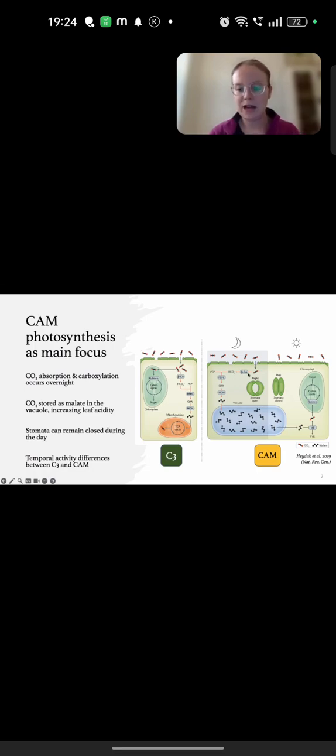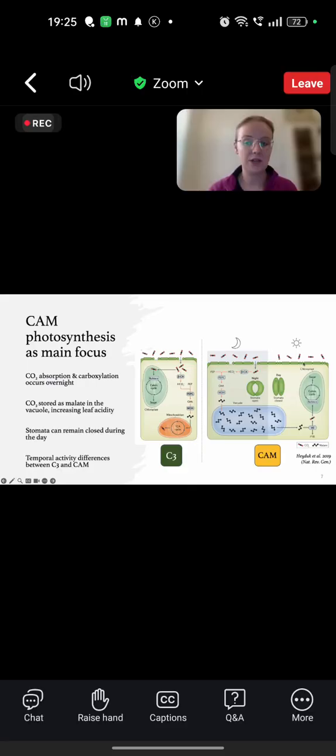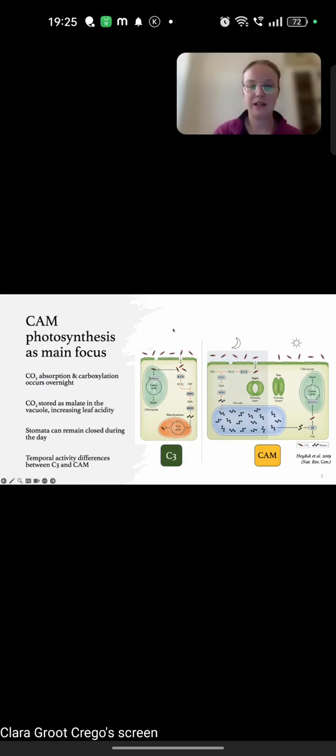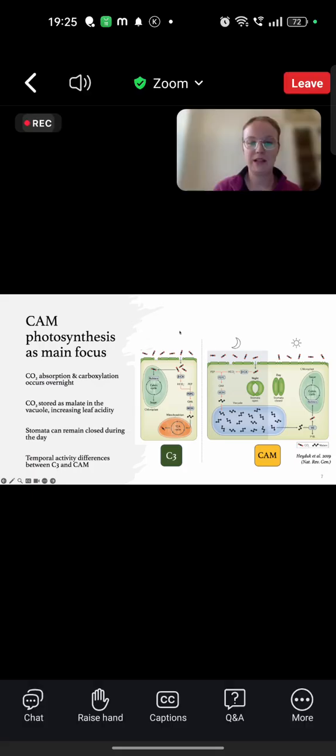In CAM, on the other hand, CO2 is converted to malate and stored in the vacuole, and then during the day it will be reconverted to CO2, and that allows the plant to keep its stomata closed, which makes these plants generally also more water use efficient, and is one of the reasons why CAM is often associated with arid and hot environments. And so as you can see, this is mostly a shift of temporal activity of enzymes. It's not that it really needs novel enzymes or anything like that.